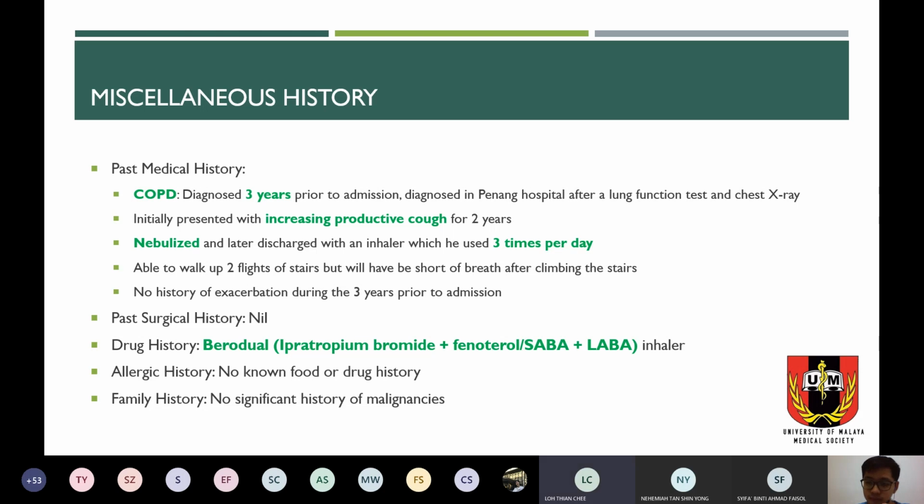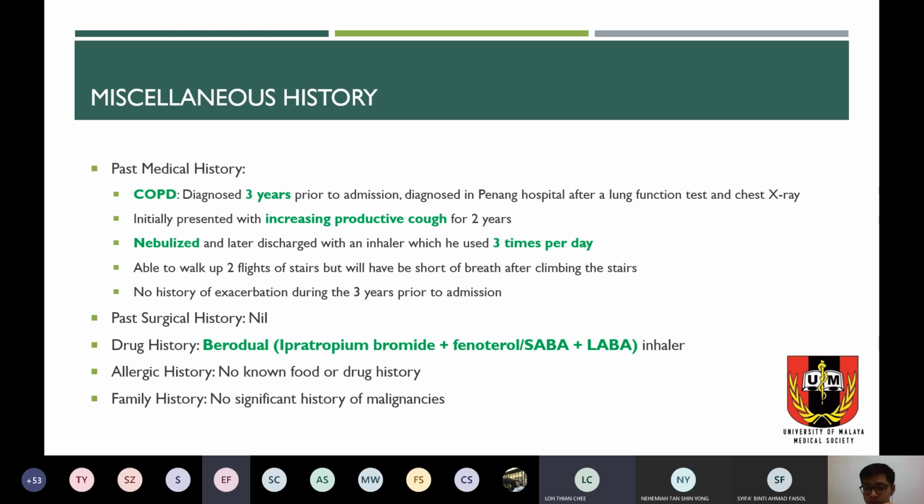Okay, let me ask. So diagnosed 3 years prior to admission. This admission you mean? Yeah, this admission. Okay. Any CT scan done? No, not mentioned. You know why? Anybody know why? Why there was no CT scan, or why I asked for a CT scan?